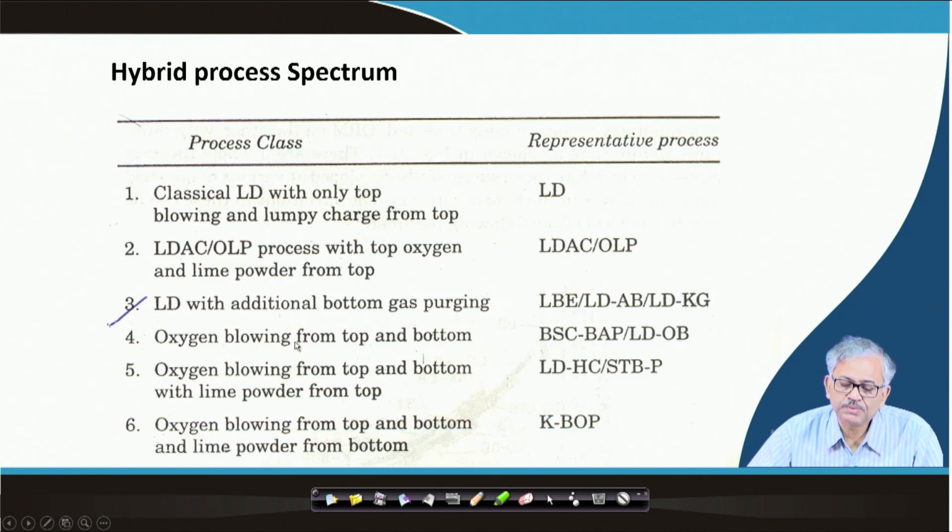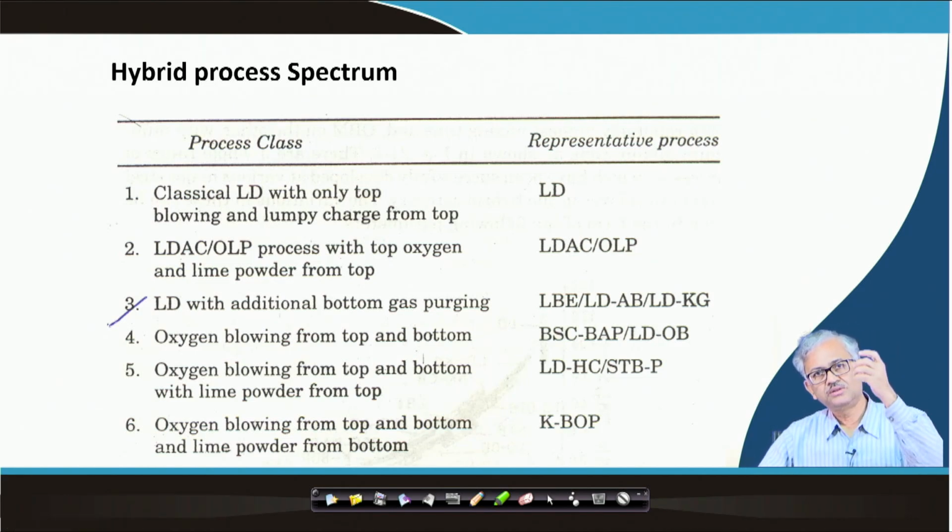Oxygen blowing from the top and bottom. There are processes where you are charging partially the oxygen from the top, say 70%, and 30% from the bottom, or you are charging 90% from the top and 10% from the bottom. So, instead of giving the inert gas from the bottom, you are directly charging the oxygen from the bottom partially. That is the oxygen blowing from the top and bottom: the BSC, BAP, LD, OB process, etc.